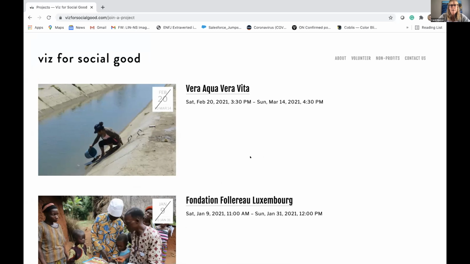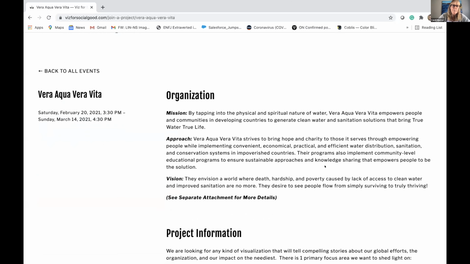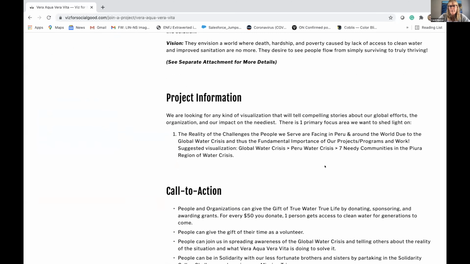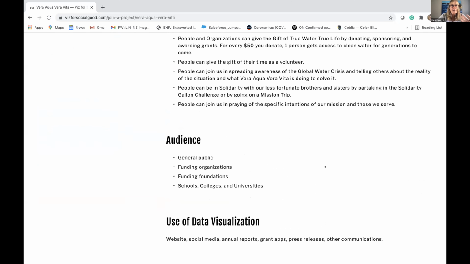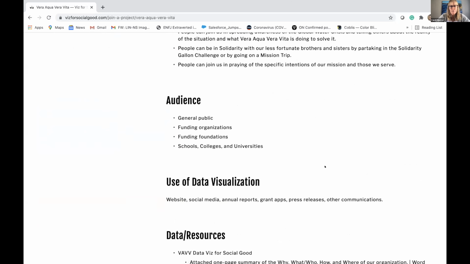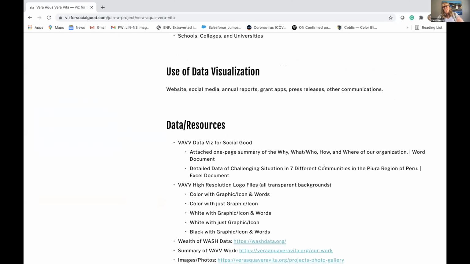If you go into one of these projects, like this one that just ended in March, you'll get a write-up on the organization and the project, what they are looking to get out of it, who the audience is, and then the data, et cetera.